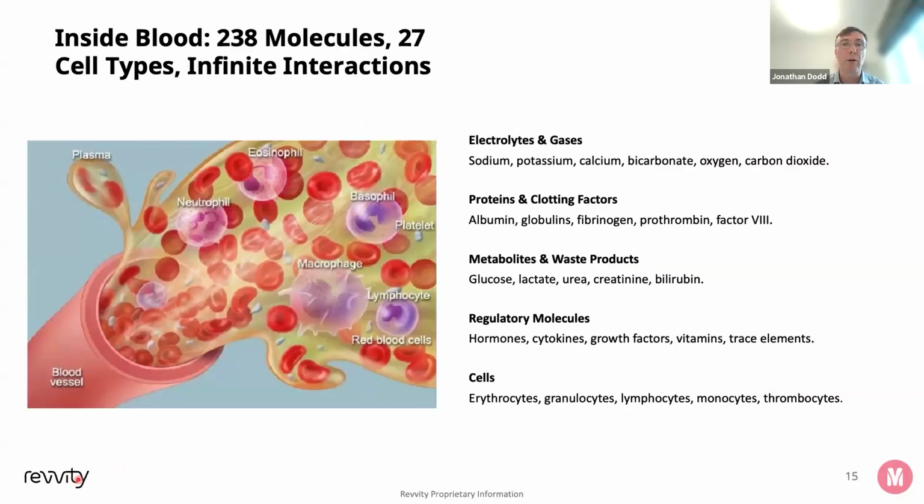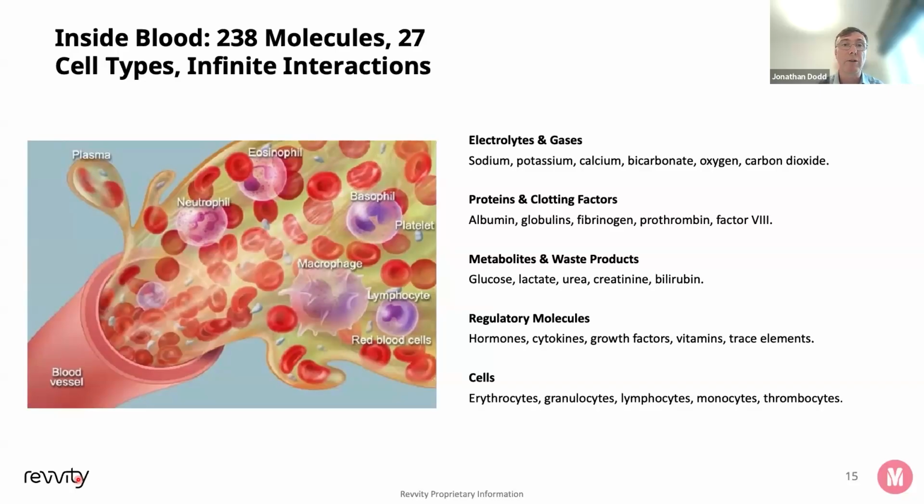When we often talk about blood and the impact on PBMC quality, we often talk about neutrophil degranulation. But blood is much more complex than that. At last count, there were 238 molecules associated with whole blood samples and 27 cell types. So there's a large heterogeneous mix of humoral and cellular factors in close, tight homeostatic regulation.